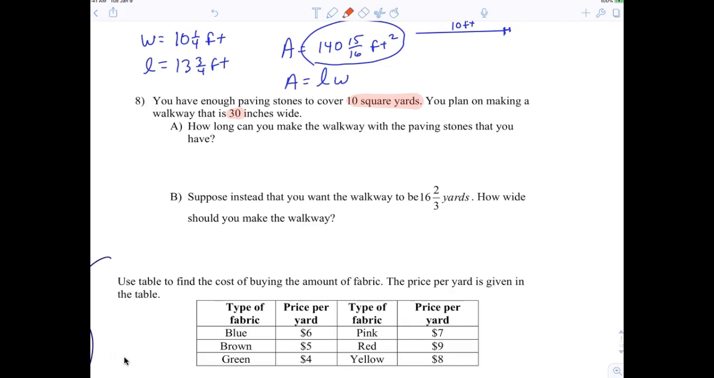Now, what I most definitely want to do is show you how to fix this so it's not a problem. You must put it in the same units, right? You must put it in the same units. So we either can convert it to yards or we can convert it to inches.